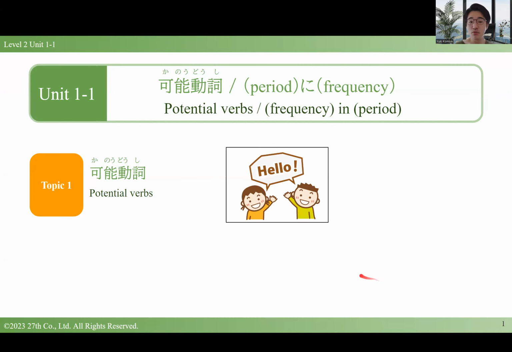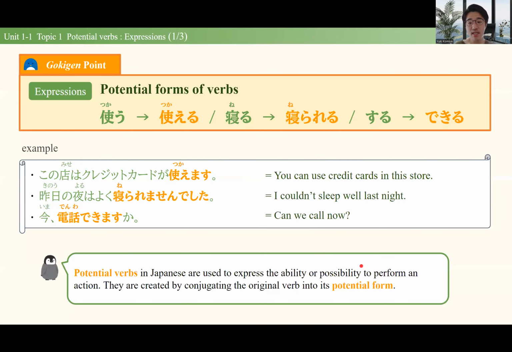So what is potential verbs? Basically, this is the can-do statements like I can speak English or I can't play guitar, things like that. So things that you can do or cannot do. In Japanese, in order to express this idea of being able to do something, you need to learn the new conjugation of verbs, which we call potential forms. So here's a few examples of potential forms.